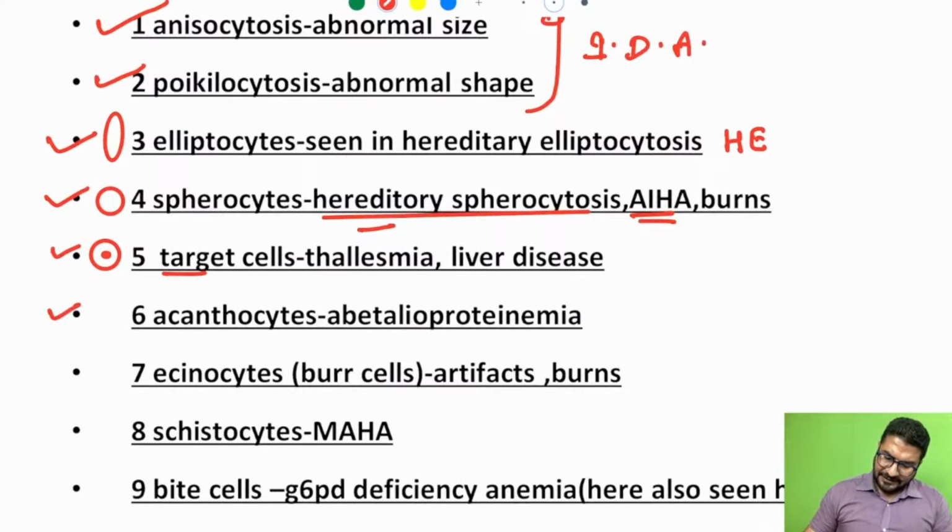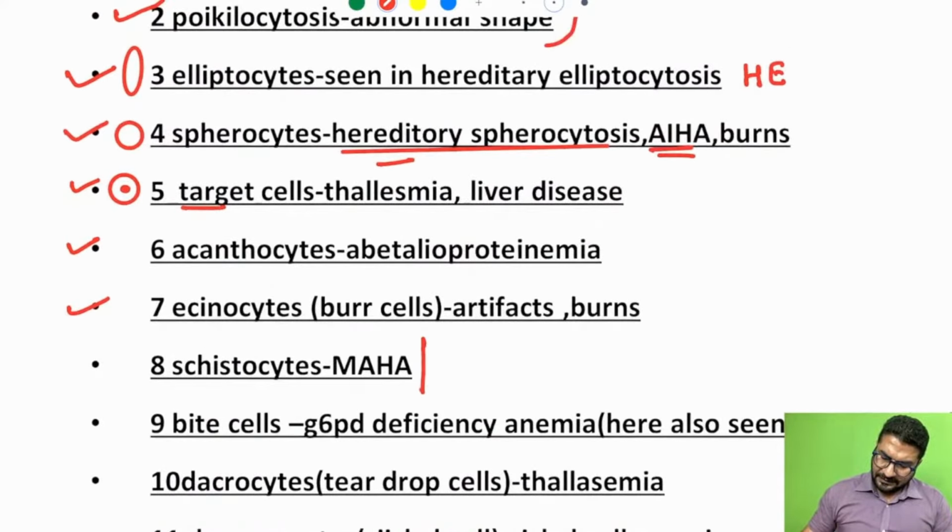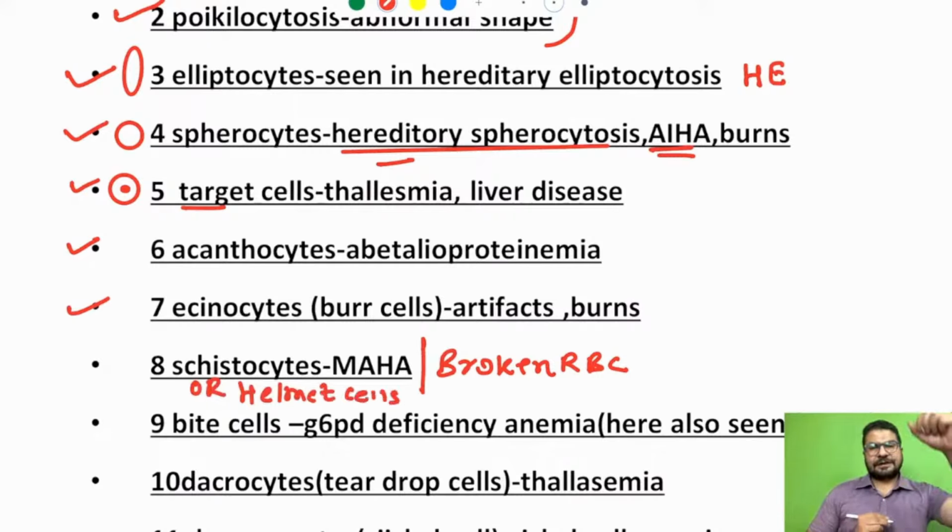Acanthocytes you will see in abetalipoproteinemia. Burr cells, these are echinocytes, again not that important. Schistocytes, these are broken RBCs. What do we call them? We call them helmet cells. Schistocytes are broken RBCs and we also call them helmet cells.